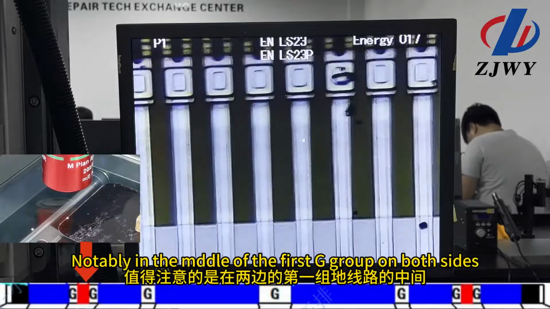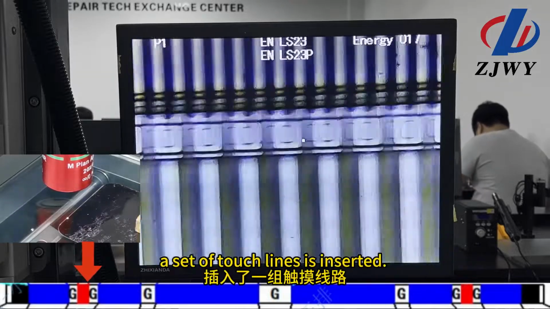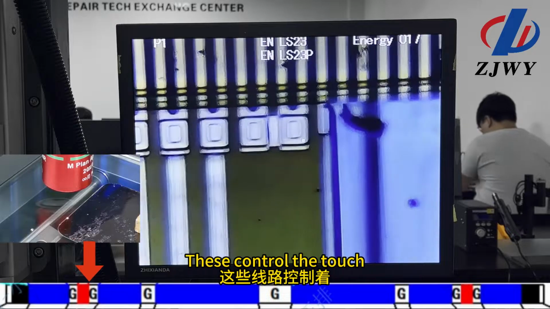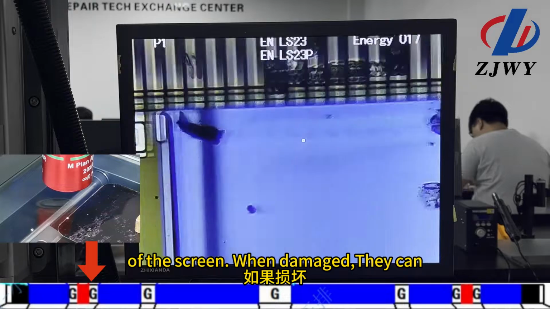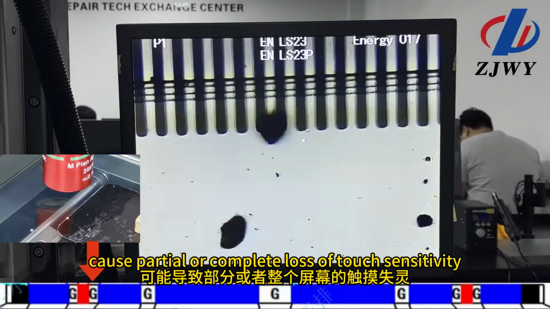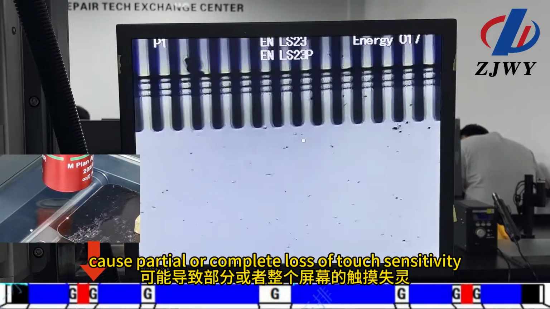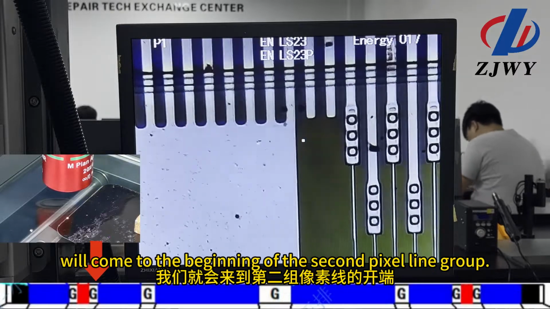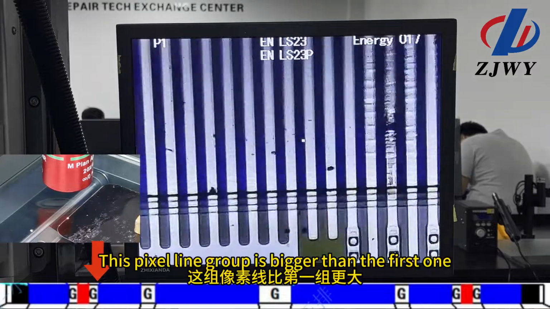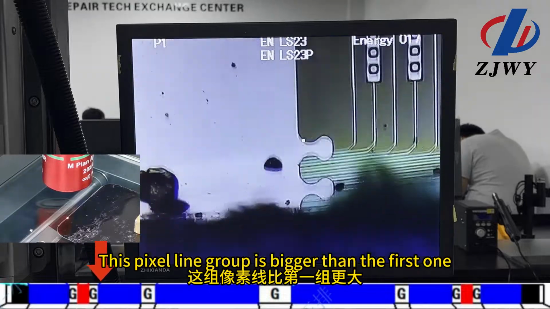Notably, in the middle of the first G group on both sides, a set of touch lines is inserted. These control the touch functionality on the left and right sides of the screen. When damaged, they can cause partial or complete loss of touch sensitivity. After we finish the first G group, we will come to the beginning of the second pixel line group. This pixel line group is bigger than the first one.